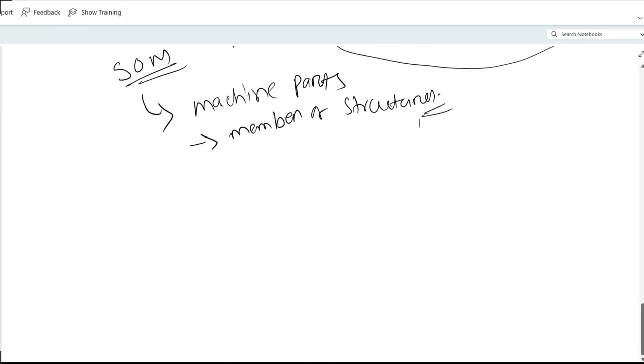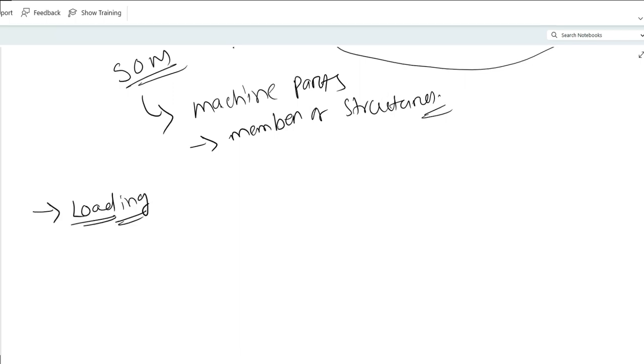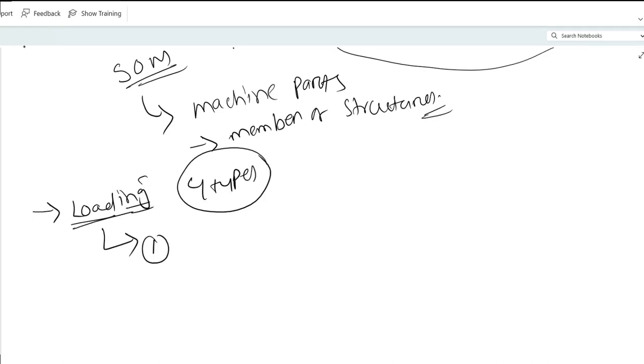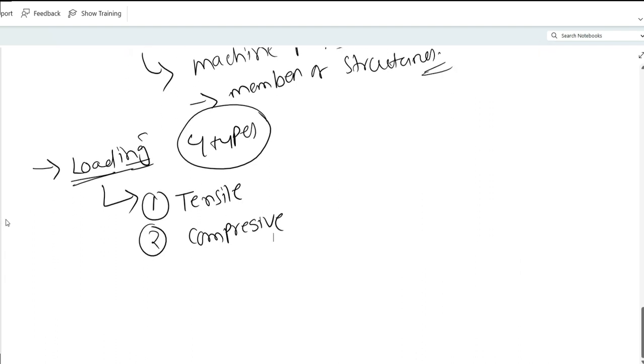So the very first term we are going to learn is loading. Basically in strength of material we are going to learn about four types of loading condition. First one is tensile, second one is compressive, third one is bending, fourth one is torsion.